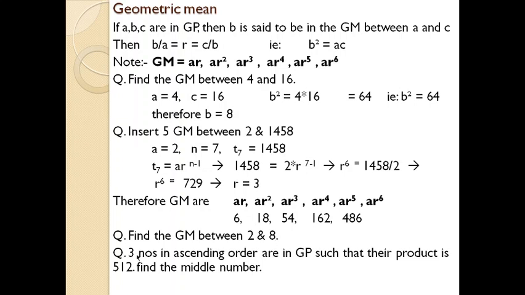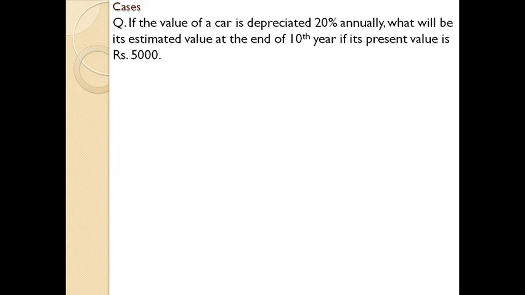Okay, next one. 3 numbers in ascending order are in geometric progression such that their product is 512. Find the middle number. Just try to find the answer of those two questions.